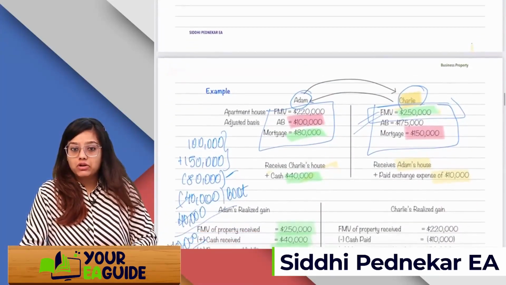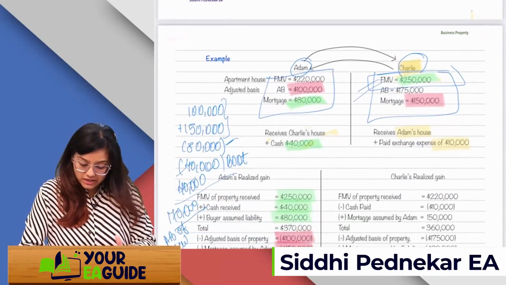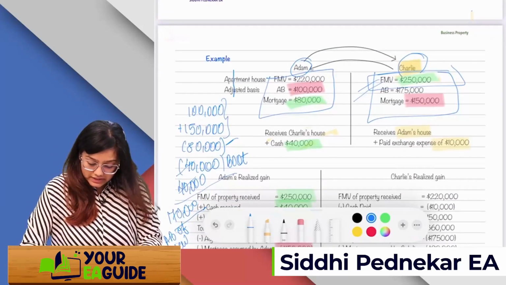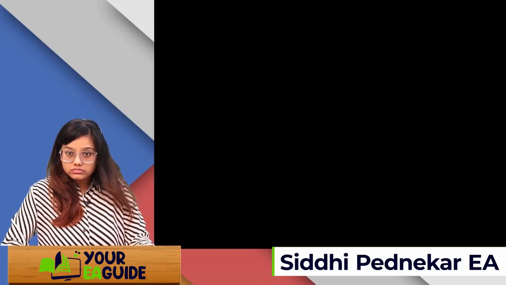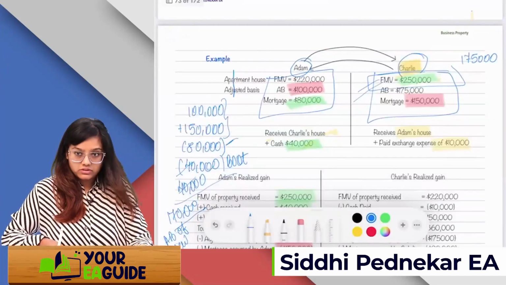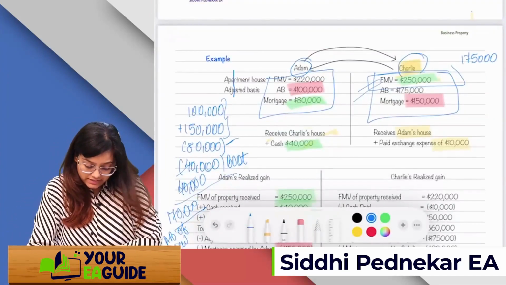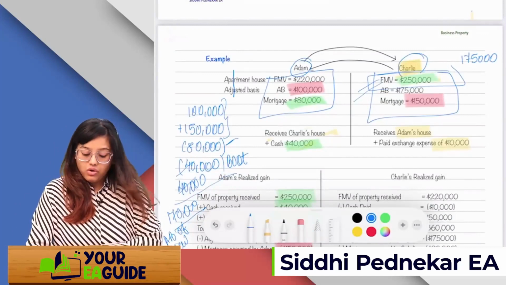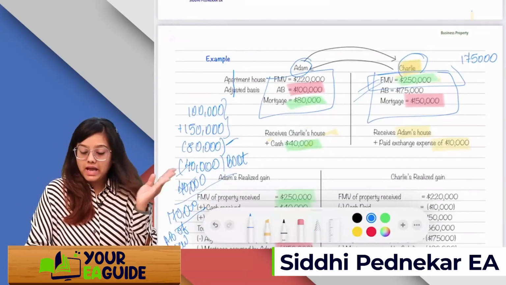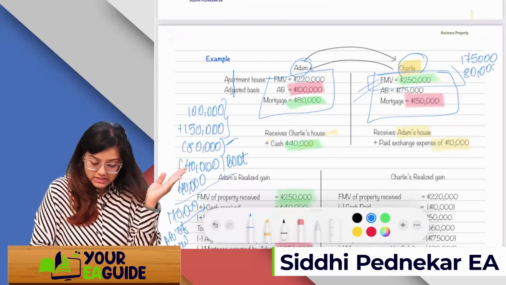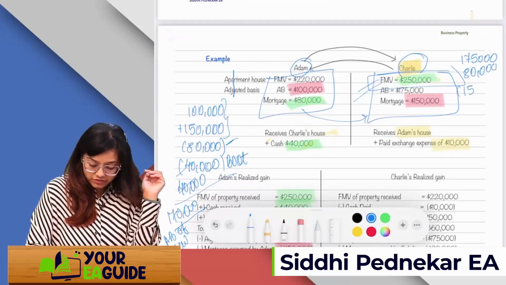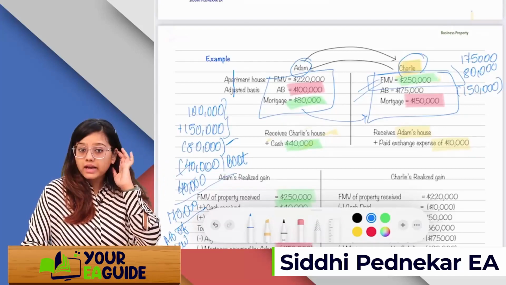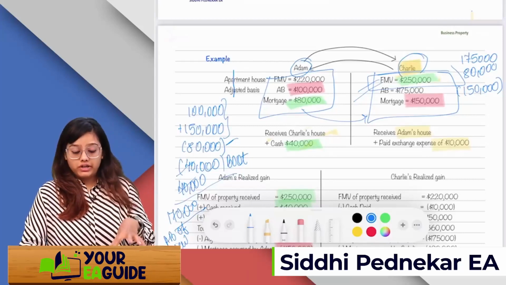Now again, let's calculate the property value for Charlie. For Charlie, how will we do it? Same way, take the adjusted basis of the property given up, that is 1,75,000, right? Sorry guys. Okay, take 1,75,000, and then whatever mortgage you are assuming, you will add it, that is 80,000, assumed by Charlie. Whatever mortgage you are giving up, you will reduce it, that is 1,50,000 you will reduce.